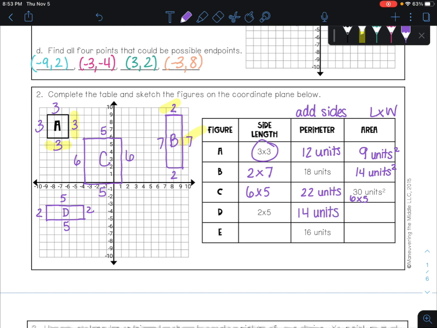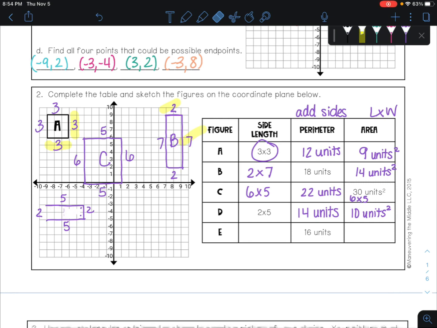Notice with area that I am just going to multiply the length and the width, or you could just count how many boxes are inside. That's what area literally means. It's how many squares fit inside. So 1, 2, 3, 4, 5, 6, 7, 8, 9, 10. The same as what you would get if you just did length times width, 5 times 2.